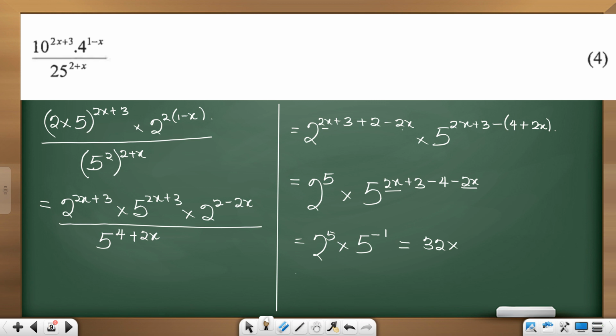What does this mean? 2 to the power 5 is 32. 5 to the power negative 1, my dear learners, remember the negative exponent? It is 1 over 5. This is over 1. What do we have? 32 over 5.